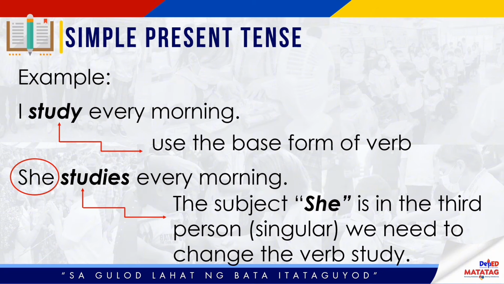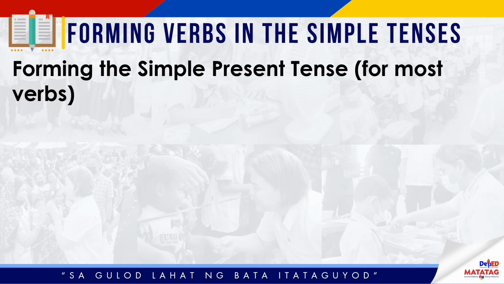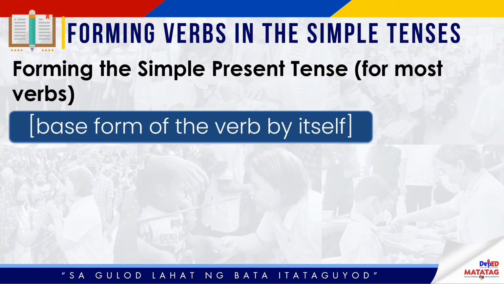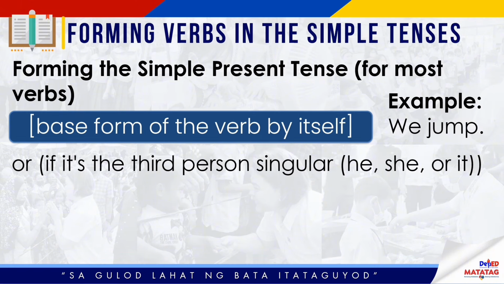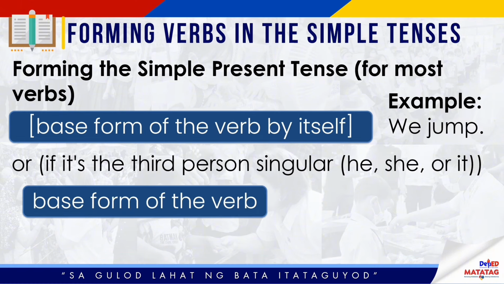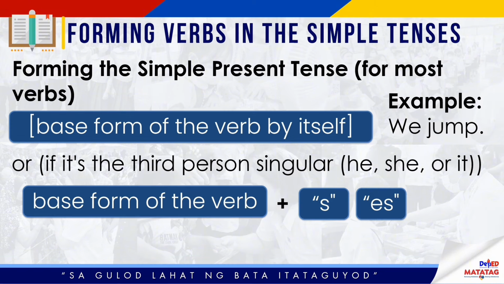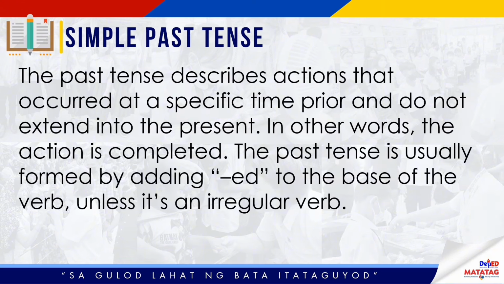She studies every morning. Again, remember, in forming the simple present tense for most of the verb, we just have the base form of the verb itself. For example, we jump. But if it's the third person, like he, she, or it, we have to use the base form of the verb plus adding s or es. Example, he jumps. Did you get it? Great!